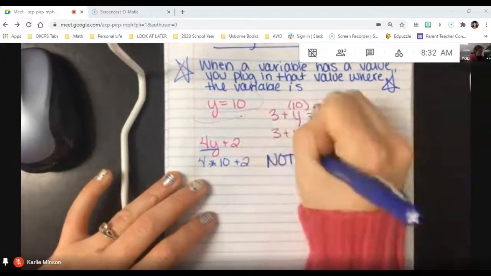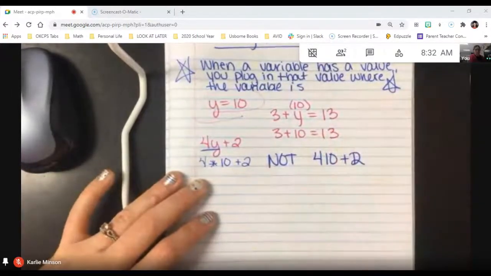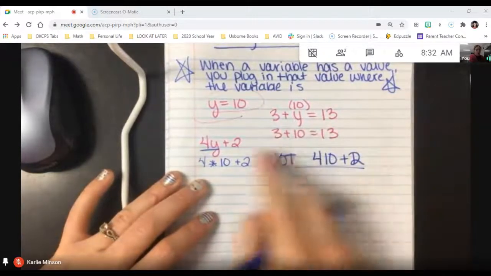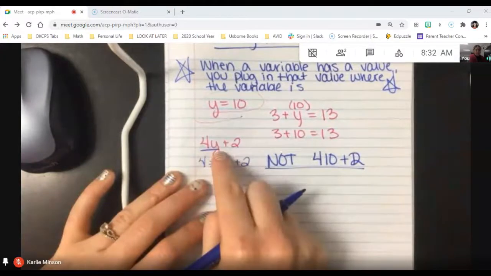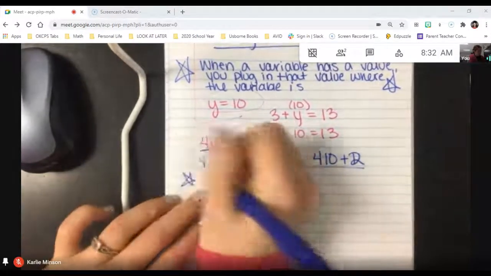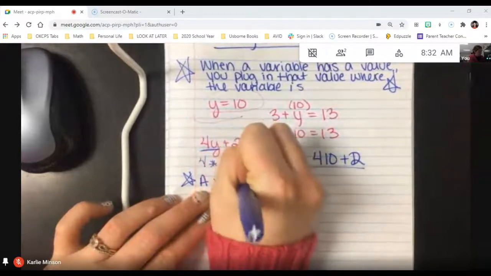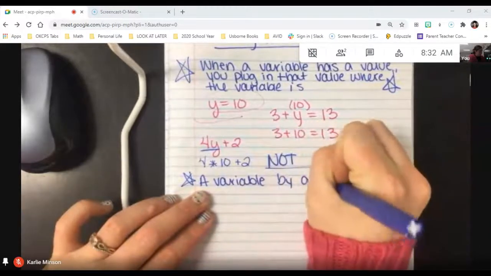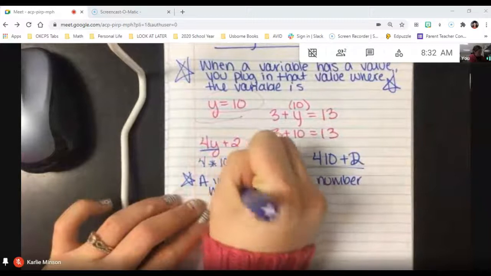Not 410 plus 2. Not this. That would just be plugging in. We have to know that a variable by a number means multiply. So I'm going to star that and I'm going to put it in as well. A variable by a number means multiply.